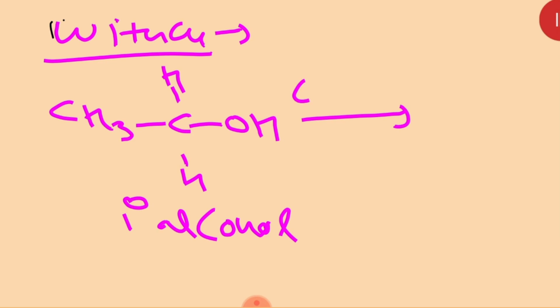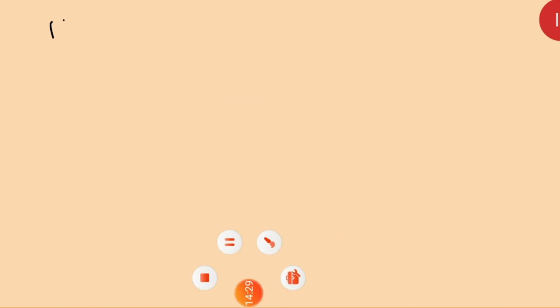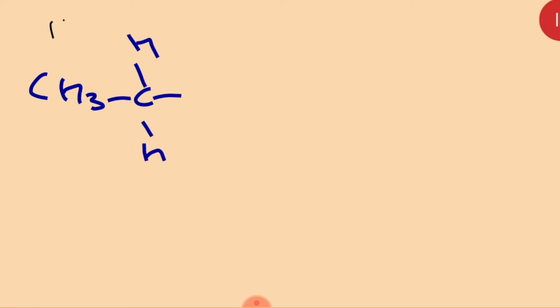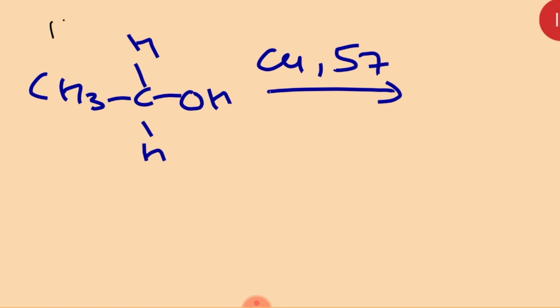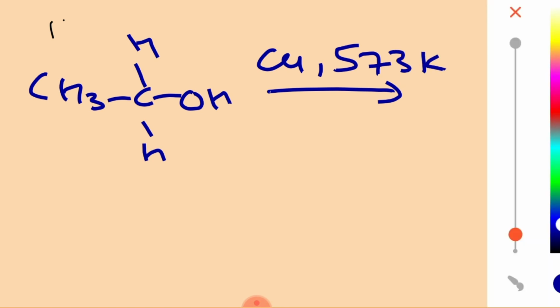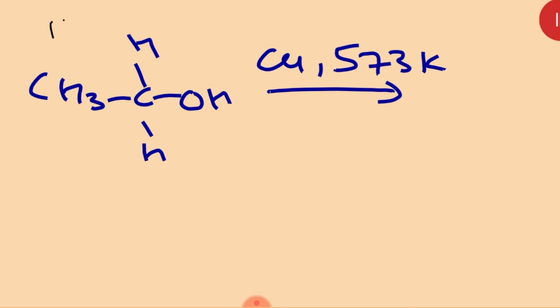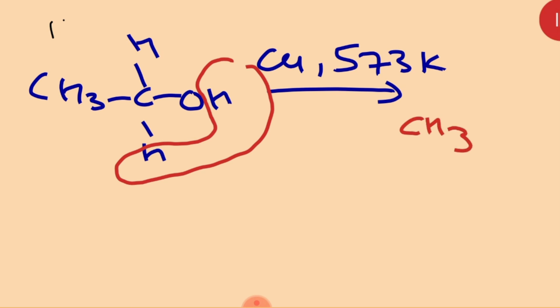I am giving the reaction with copper at 573 Kelvin. Sorry, once again I will tell you what is there. CH3CH2OH in the presence of copper, 573 Kelvin. Then what will you get over there? Simply H2 we can remove. And after the removal of H2, what will you get? CH3CHO, that is CH3 C double bond O, plus H2.